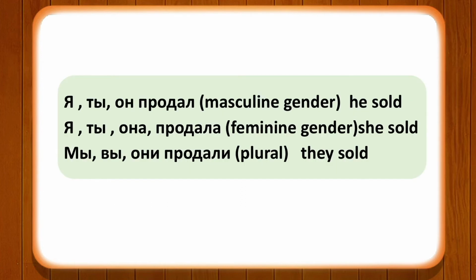And conjugation in past: yati on pradal for masculine gender means I, you or he sold. Yati ana pradala in feminine gender, I, you or she sold. Mi vi ani pradali in plural form, we sold, you sold, they sold. So similarly we can make our sentences with the verbs pradach and pradavach.